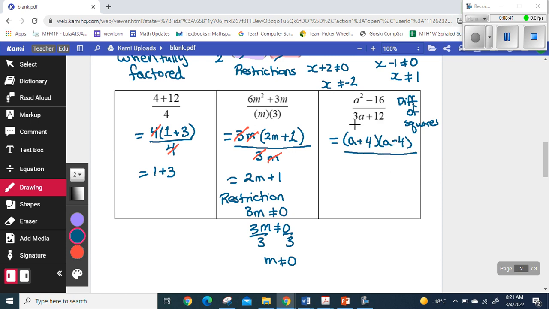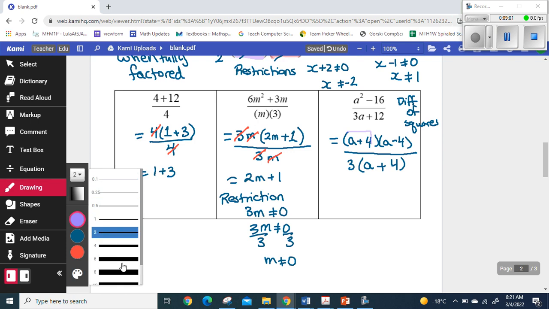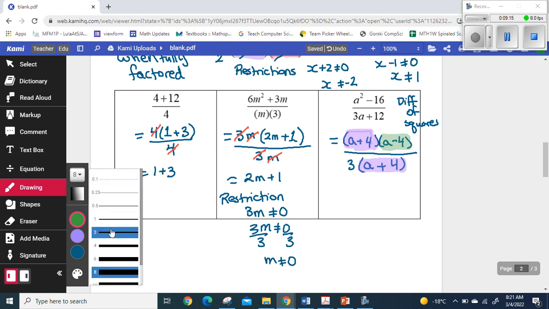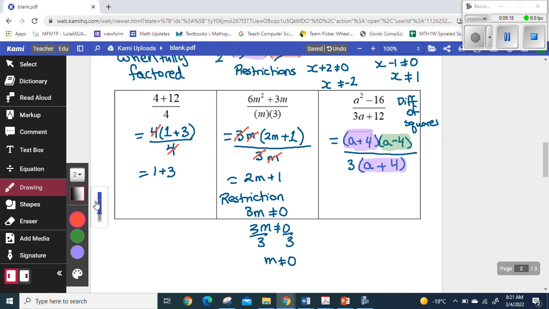Let's look at the denominator. 3 goes into both, so let's common factor. 3 goes into 3a, so I've got an a, plus 3 goes into 12 4 times. Now remember, they have to match the bracket fully if I'm going to cancel a full bracket. So a minus 4 and a plus 4 are not the same thing. So a plus 4 matches. So they have to travel together. A minus 4 is its own thing. So you can only cancel if the full bracket matches. So a plus 4 cancels with a plus 4.